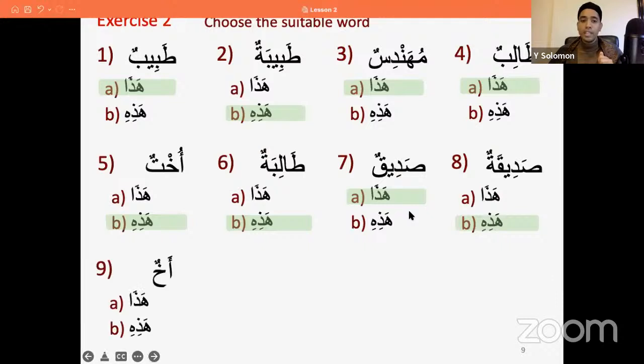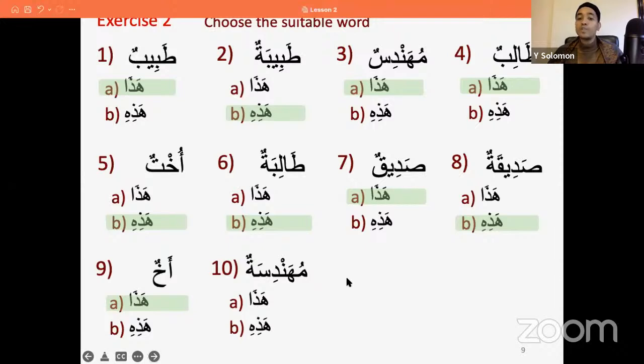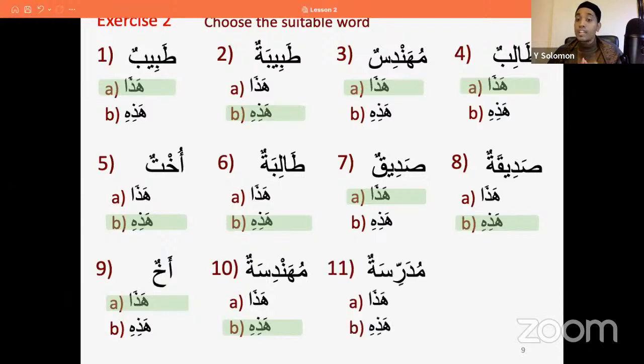Unanimous over there. أخ: هذا أخ or هذه أخ? هذا أخ. That's correct. Okay. مهندسة. مهندسة is a female engineer. Is it هذا مهندسة or هذه مهندسة? Excellent. I think you guys are getting it now. مدرسة, a female teacher. Is it هذا or هذه?